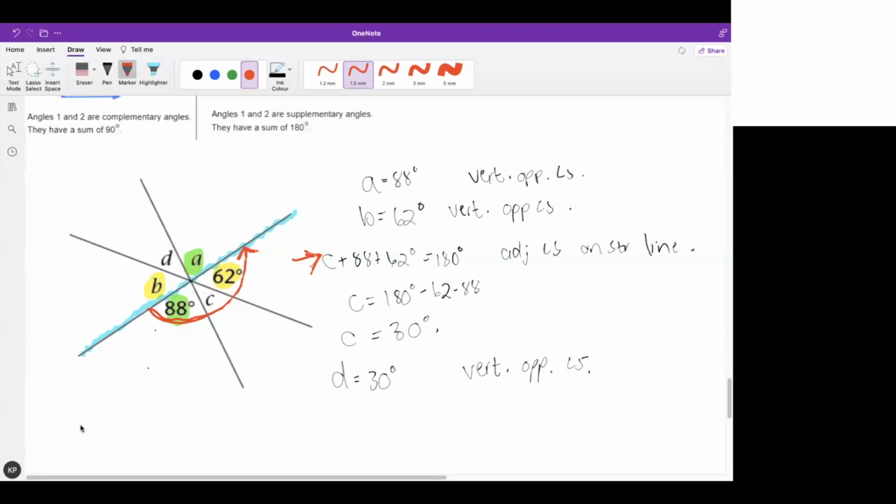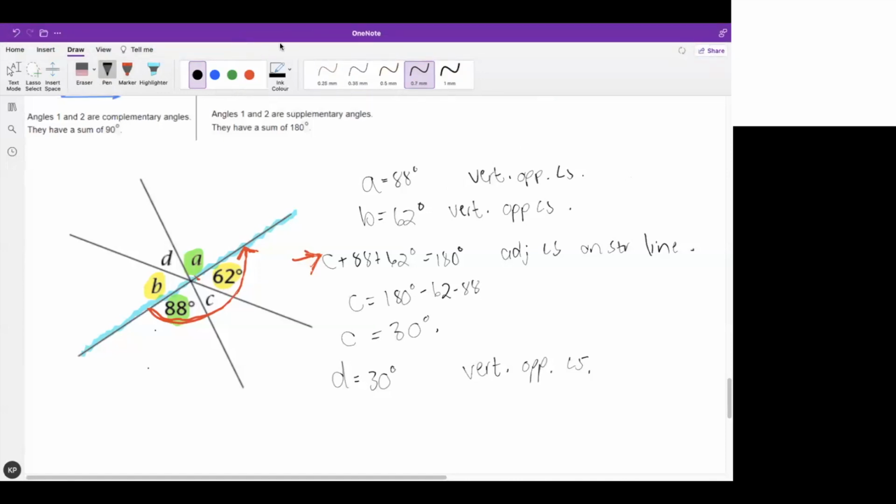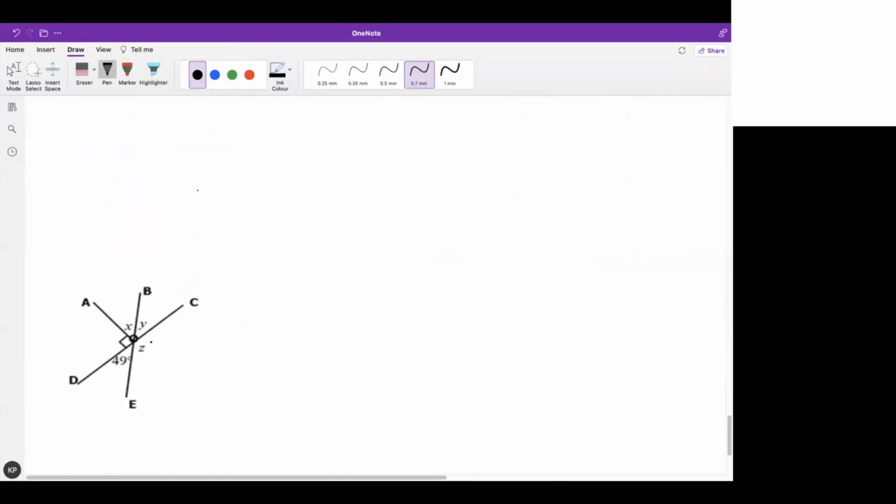If you did use angles around a point, then that's fine. But we could have just used angles on a straight line and then did vertically opposite. I promise you, if you did angles around a point, you would have gotten the same answers. Thank you, ma'am. You're welcome. Okay, guys, we're going on to the next one. I want to know what X, Y, and Z are.